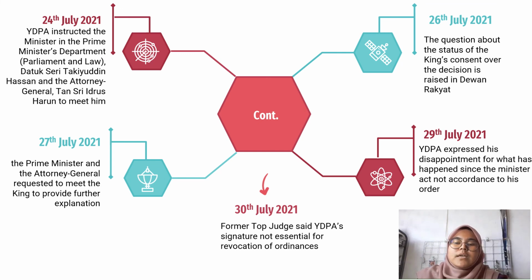However, there is some legal opinion from our former top judge. On 13 July 2021, former top judge Gopal Sri Ram said that the Yang di-Pertuan Agong's signature is not essential for the revocation of ordinances. Hence, the emergency has come to an end.